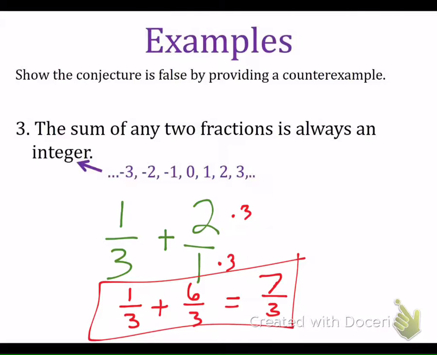Okay? So all you're doing is showing one time where this statement's not true. You don't have to write me a novel. You don't have to come up with the whole list of when it's true and when it's not true. Show me one time that it's not true. The sum of 2 fractions is always an integer. Boom. No, it's not. Okay? Done. What are your questions?